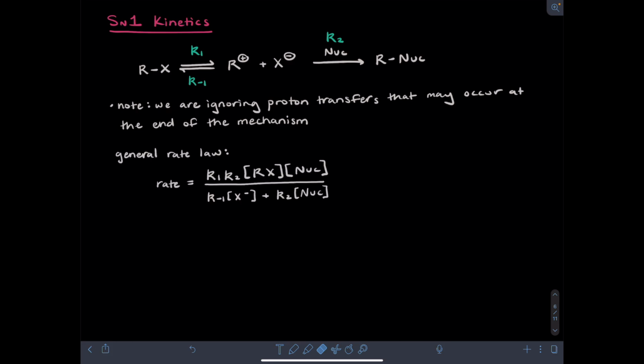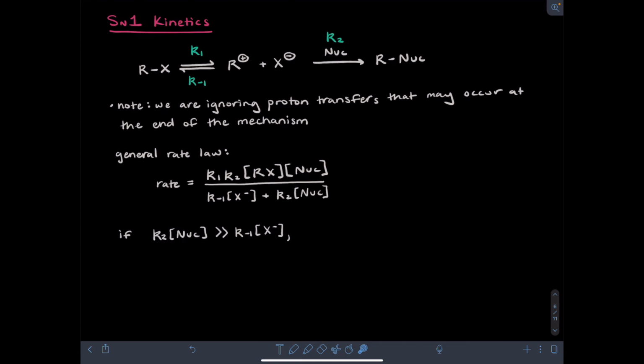Using the steady state approximation, which is the assumption that the concentration of the reactive intermediate is constant throughout the reaction, I can derive a general rate law, where I have K1, K2, the concentration of alkyl halide and the concentration of nucleophile in the numerator, and in the denominator I have every way that the carbocation intermediate could react. It could return to starting material by reacting with halide at rate constant K-1, or it could go on to product by reacting with the nucleophile at rate constant K2.